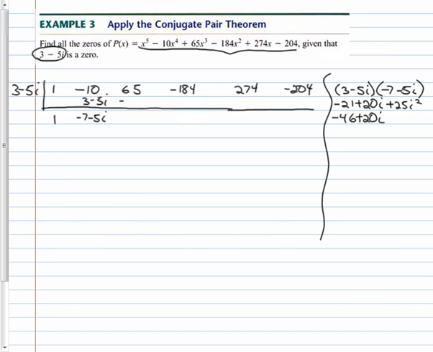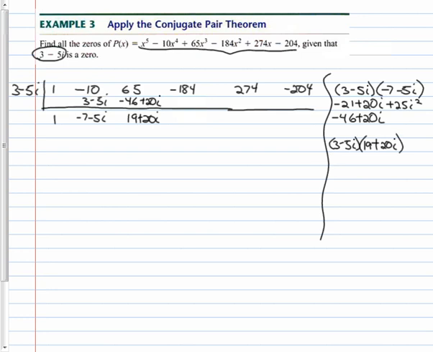Negative 46 plus 20i. I can add these together. So what is that? 19? 19 plus 20i. We don't want to make any mistakes on our math along the way. Now I need to multiply these two together. So I have 3 minus 5i times my 19 plus 20i.